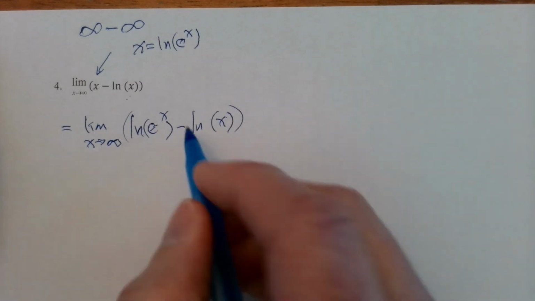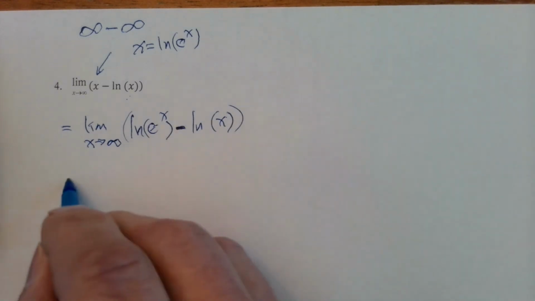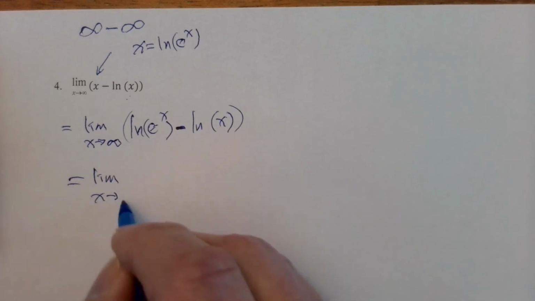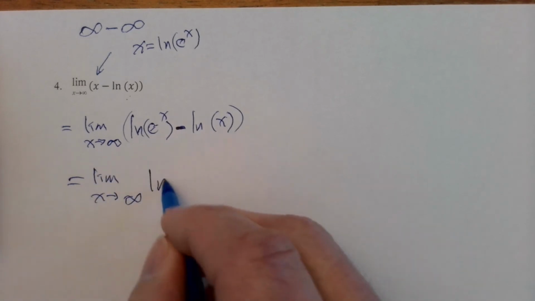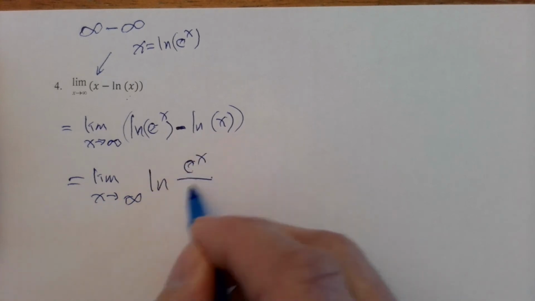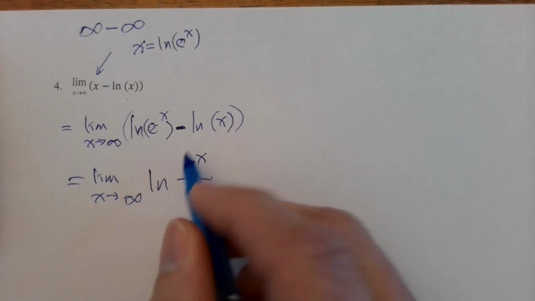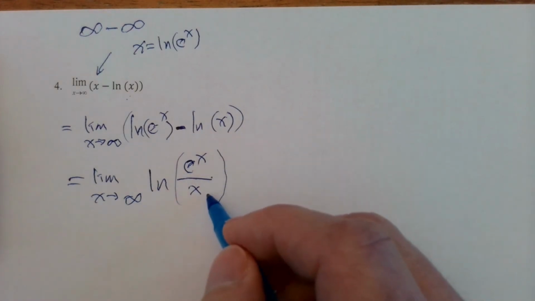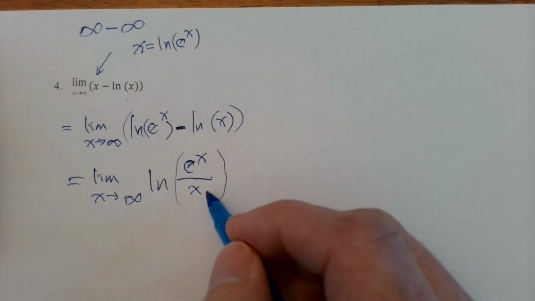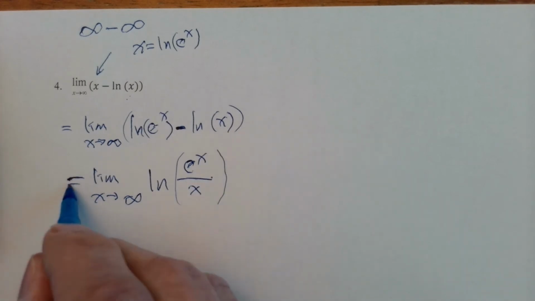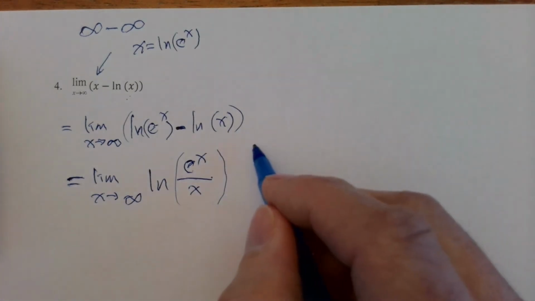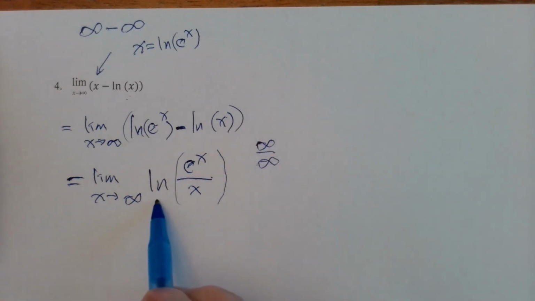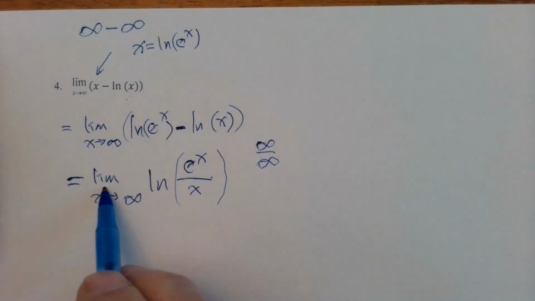And a log minus a log, of course, is a single log of a quotient of the argument. So this is the limit as x approaches infinity of the natural log of e to the x over x. In a previous video, I explained a quick way to figure this out. But instead of using order of magnitude, I'm going to just use L'Hopital's rule, because this right now has an infinity over infinity form inside this log. And I guess I should bring the limit inside the log.